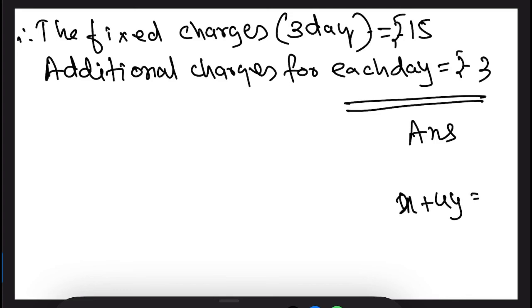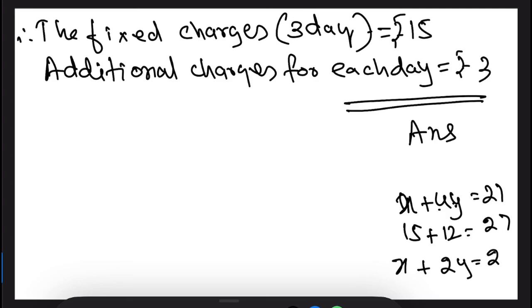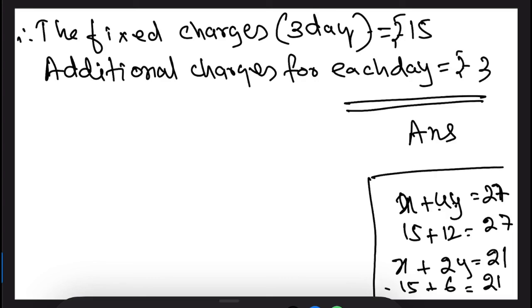Okay, so to verify ourselves, we will take the first equation, x plus 4y equals to how much, 27 rupees. x is how much ours, 15 plus 4 into 3, put 3 in place of y, 4 threes are 12, you see 27. In the second equation, x plus 2y equals to 21. So x is 15 plus 2 into 3 is 6, 21, LHS equals RHS. So our answer is correct, just to verify.